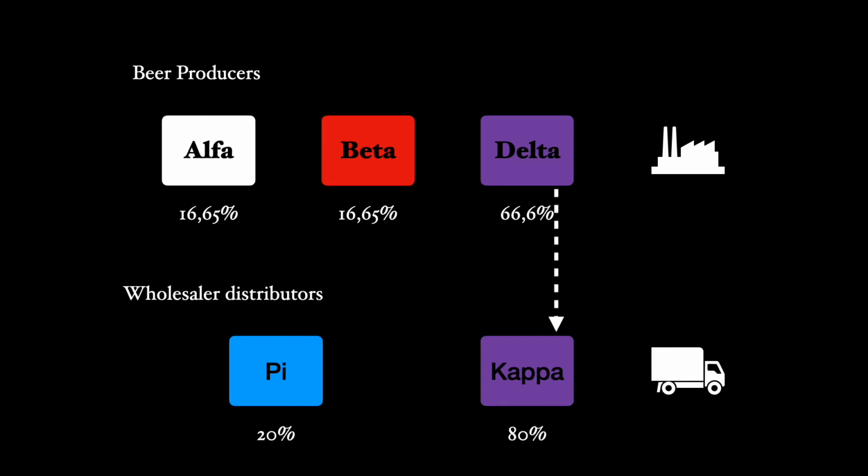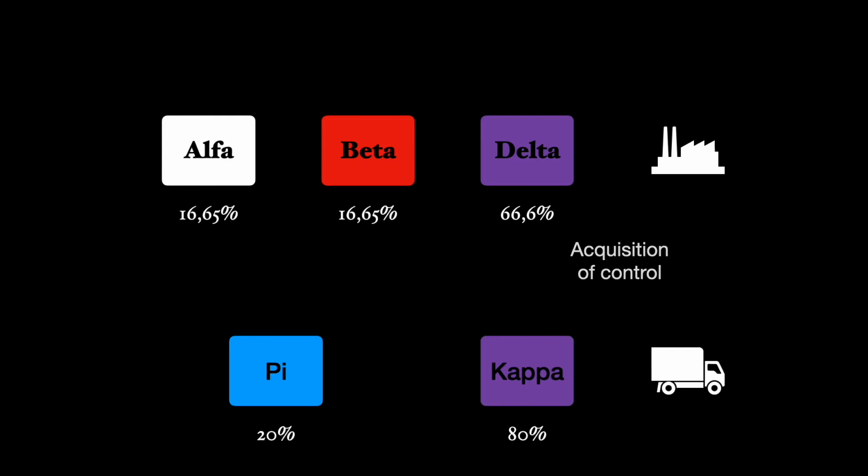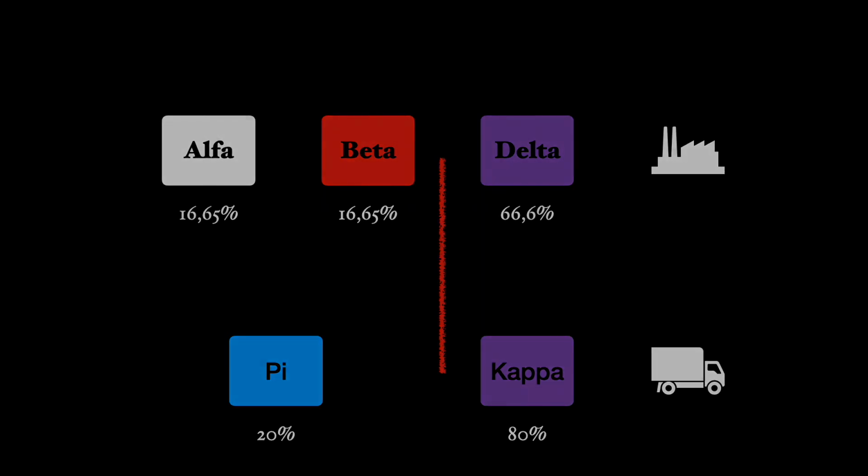Now, because Delta has a very high market share, and the same goes for Kappa, this may lead to the creation of a barrier to entry in the market for beer and beer distribution, as Alpha and Beta may now be excluded from the distribution network of Kappa. As you can see, Kappa represents 80% of the market, and Pi, the only distributor available, has a 20% market share, which is quite obviously incapable of supporting both Alpha and Beta in terms of the output of their production.